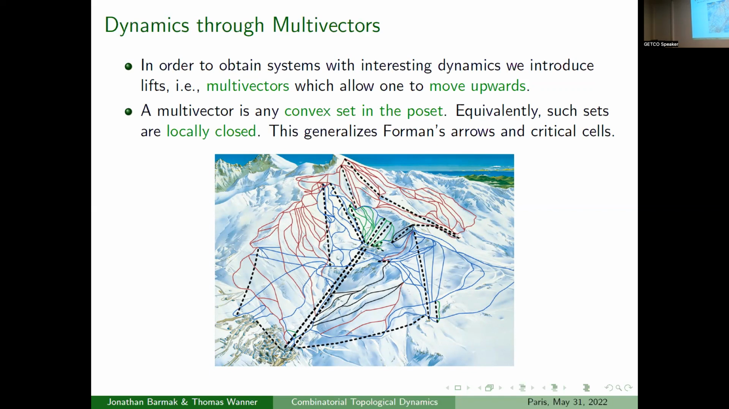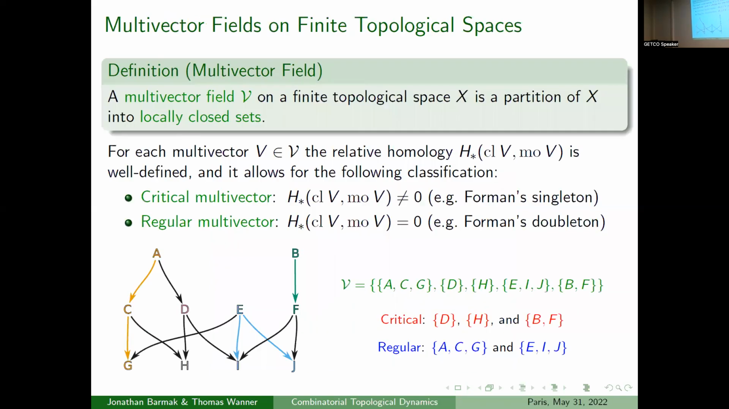And if I do this, now I can talk about a multivector field. A multivector field is just a partition of a finite topological space into multivectors. And since I'm talking about convex sets, those are all locally closed sets. That generalizes Forman's vector fields. Now, of course, in this general definition, I don't have a distinction between critical and regular multivectors. I need to say, what do I mean by a critical vector or a regular one?